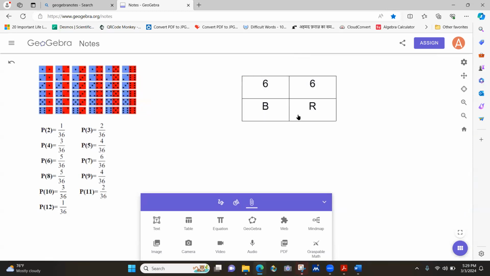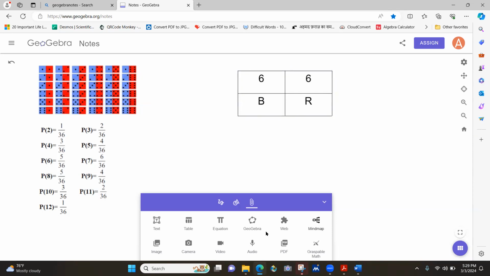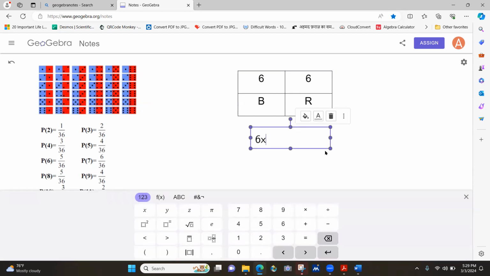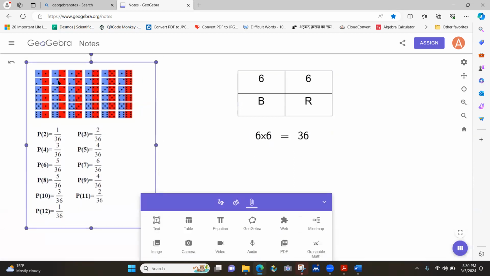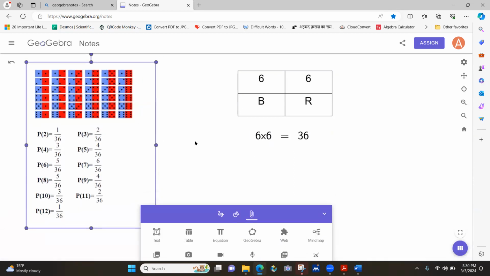Your blue die has 6 possible outcomes. Your red die has 6 possible outcomes. And how many ways can you get a blue and a red? Well, simple as before, 6 times 6, or 36. Now, if you carefully count your sample space, there are 36 items here.